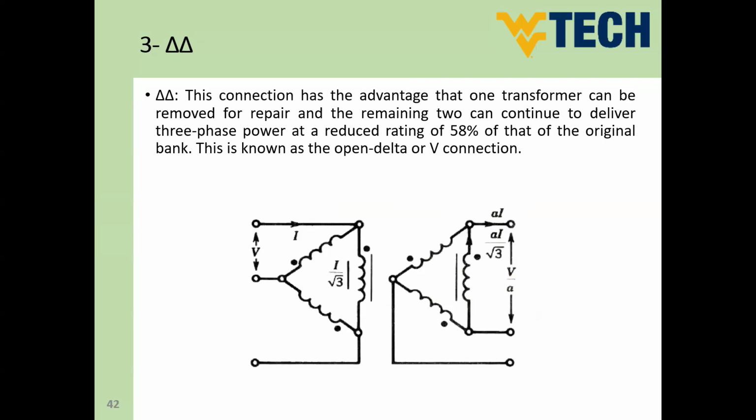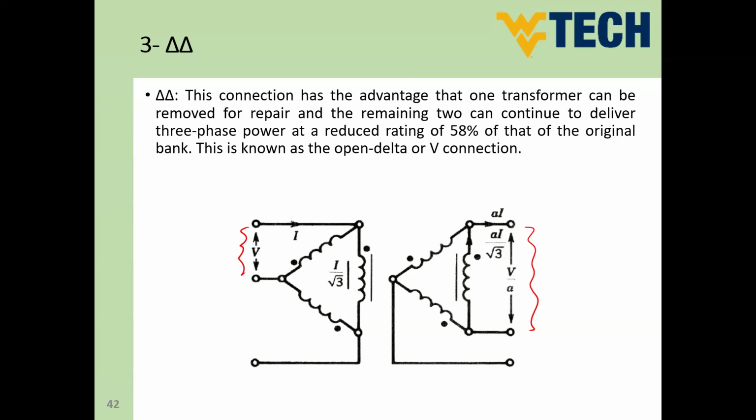For the delta-delta or Y-Y connection, you will find that the turns ratio is going to be respected in the same way as a single-phase transformer, which means if you have V in the primary, the secondary is going to be V divided by A. It's like a single-phase transformer now. So this is the case of identical connection.